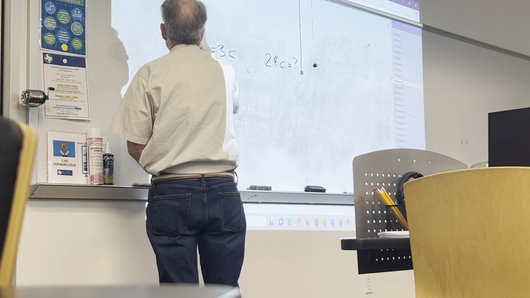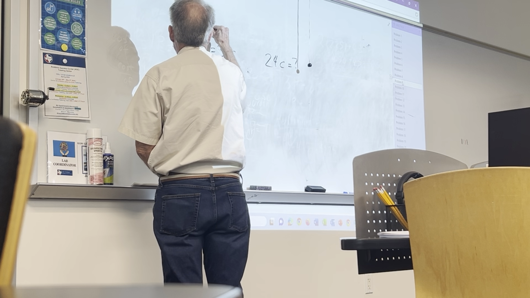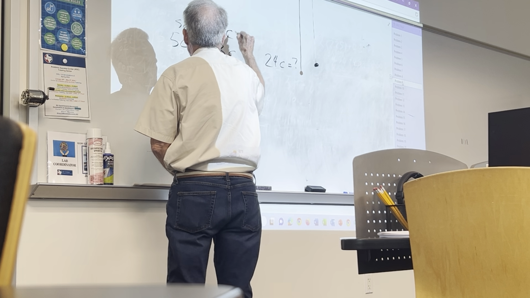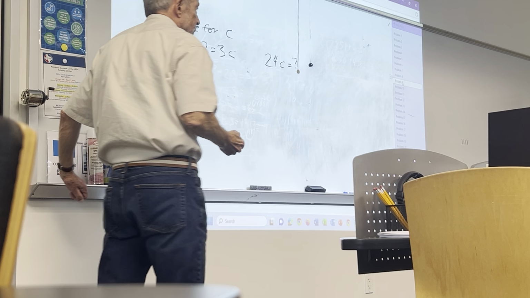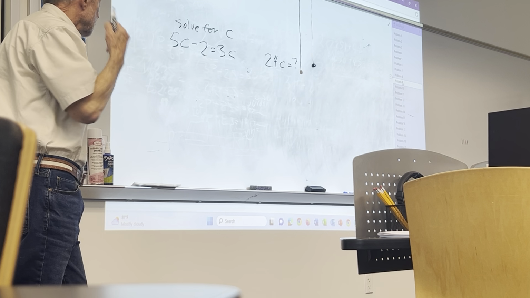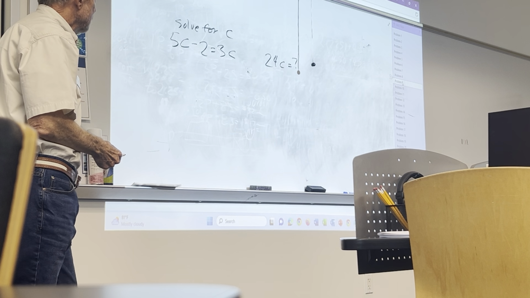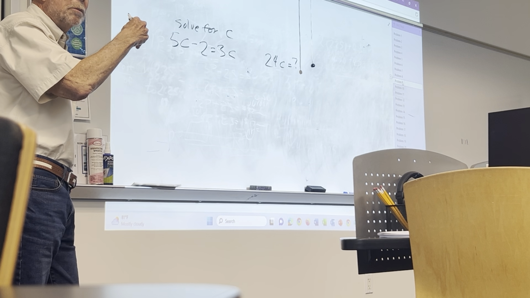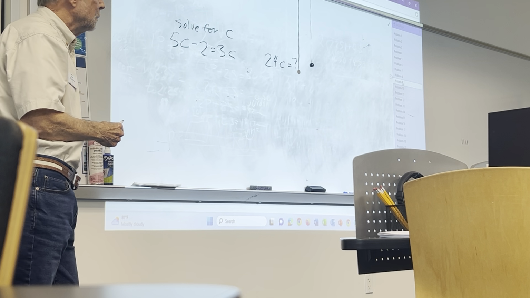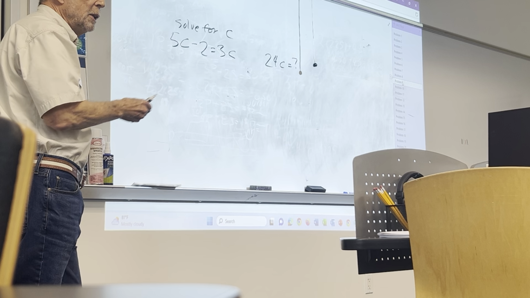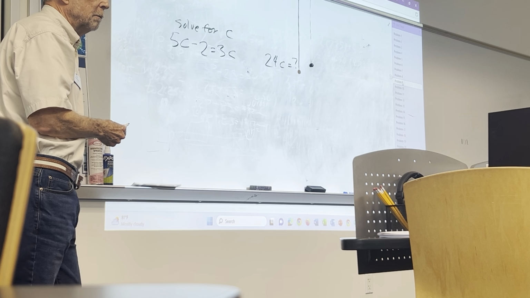So I want you to solve this equation for the variable c. See if you can learn or do what we have talked about before. I want to get all the terms that have c in them together. I want to get the integer, the minus 2, by itself.